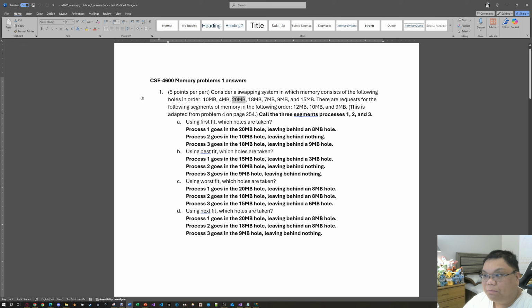So that is our starting point for when we find the next hole available for process 2. We start at the 20 megabyte hole, which is now an 8 megabyte hole because the process left behind a hole. Process 2 goes in the 18 megabyte hole because that was the next one after the 20 megabyte hole. That leaves behind an 8 megabyte hole, which is obviously not large enough for our next process, process 3. So we just go down the list from that point. 7, not large enough. 9, oh yeah, that's large enough. So process 3 goes in the 9 megabyte hole.